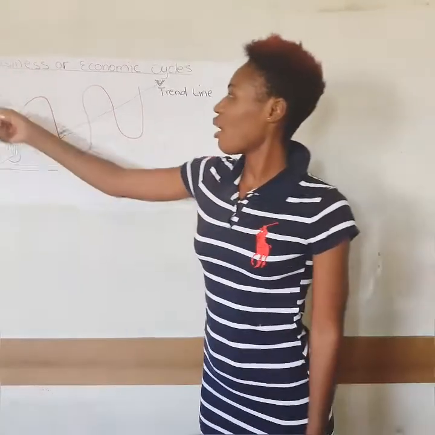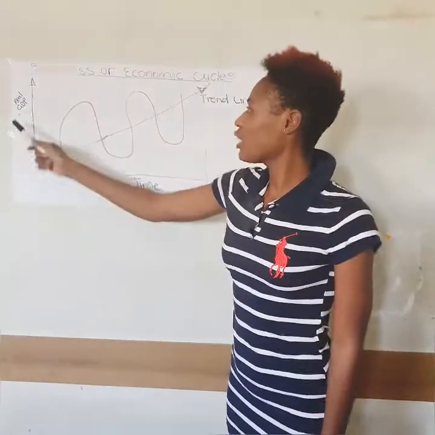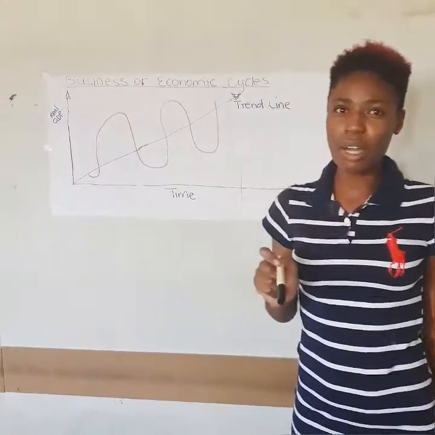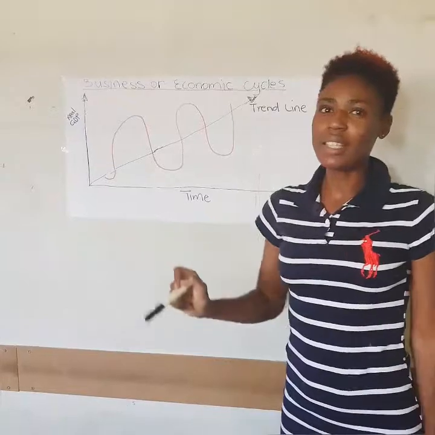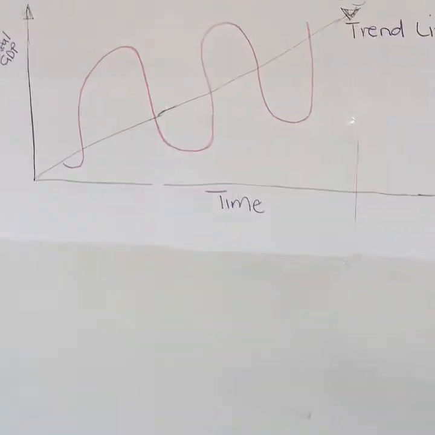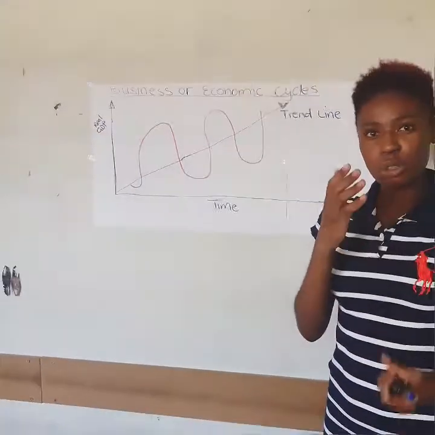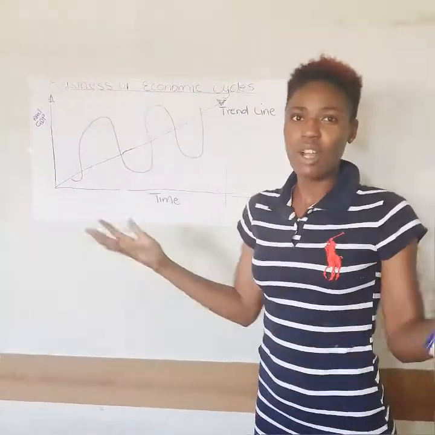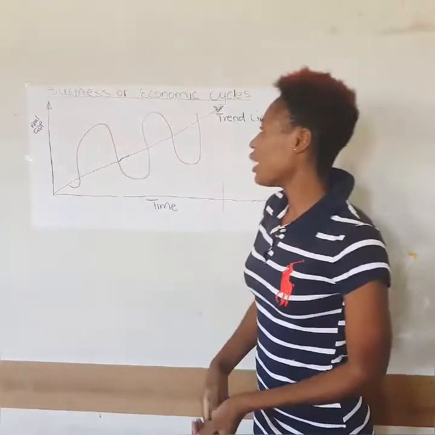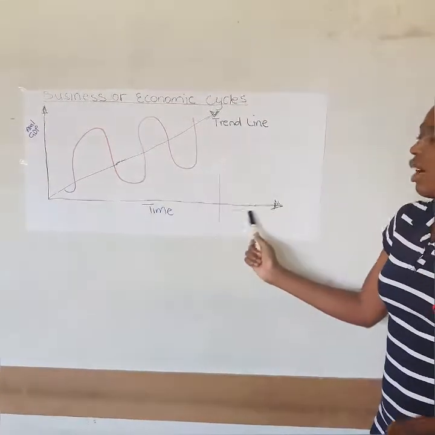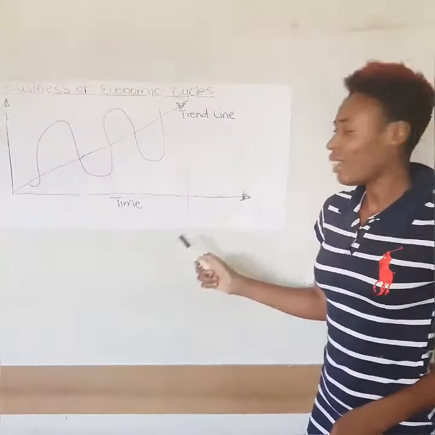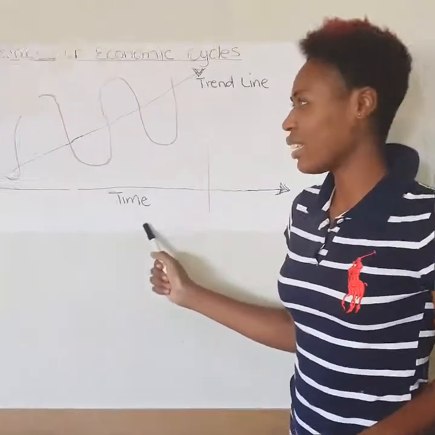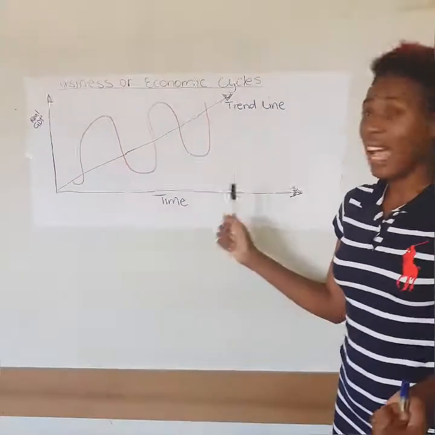When you look at the y-axis, there is real GDP. When we are talking about GDP, we are saying that it measures the market value of goods and services produced within the country over a period of time, quarterly, monthly, or yearly. We can talk about that. And when we look at the x-axis, there is time. This doesn't really mean one month or whatever. It's just time in general.